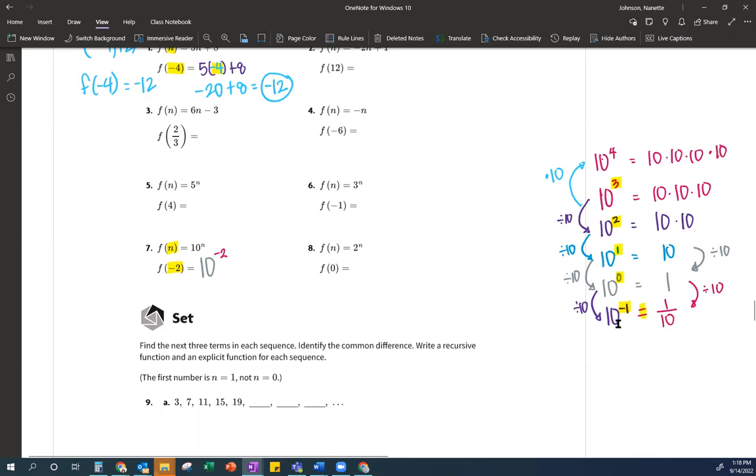So Ms. Johnson, couldn't you have just told us that you put it on the bottom? Yes, but I'm going to guarantee that your teacher told you that before and you forgot it. So here's why it works. Okay, continue on. So Ms. Johnson, if I want 10 to the -2nd, you would just divide by 10 again? Yes, you would just divide by 10 again.